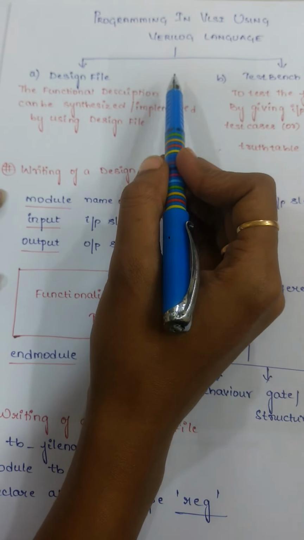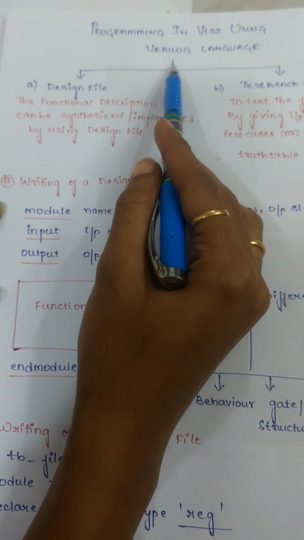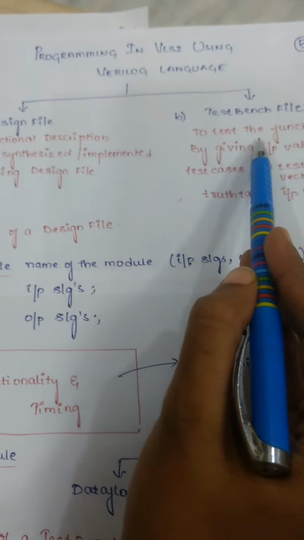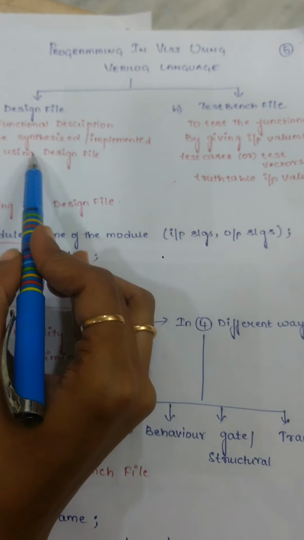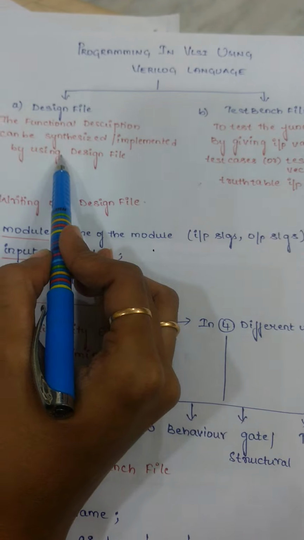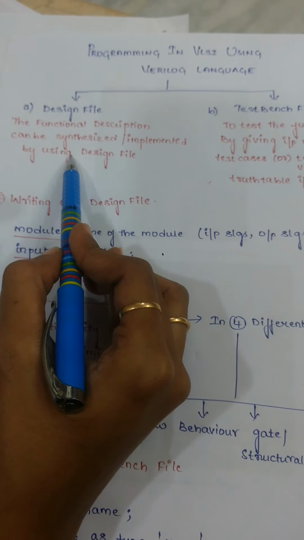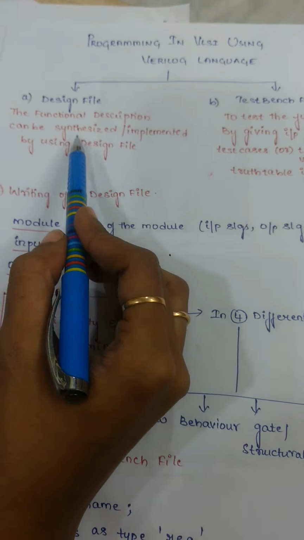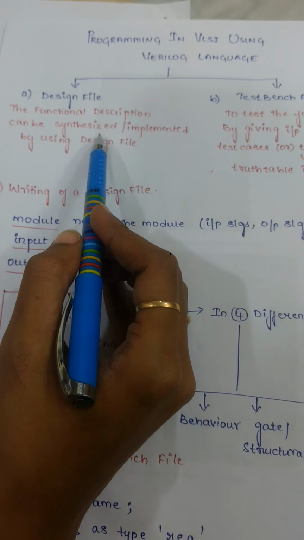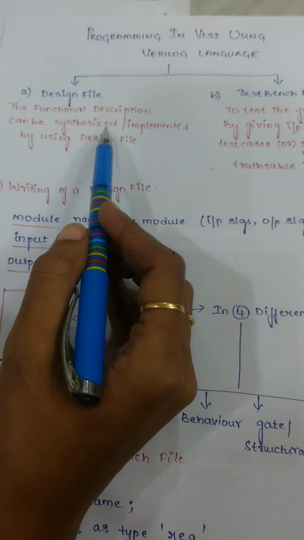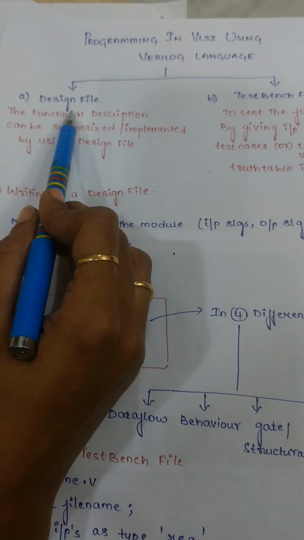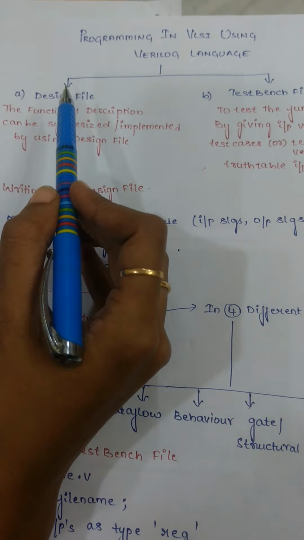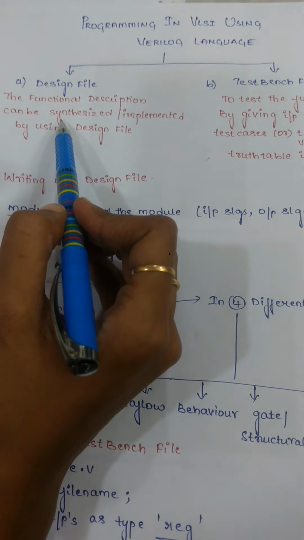Okay, if you want to write a program by using the Verilog language, you require 2 files. The first one is the design file and the next one is the test bench file. Now what is meant by design file? Whatever the Boolean expression or the equation or the functionality or specification of the logic circuit is there, that should be described, synthesized, or implemented by using a design file. In simple language, a design file contains a Boolean equation or the description of the logic.